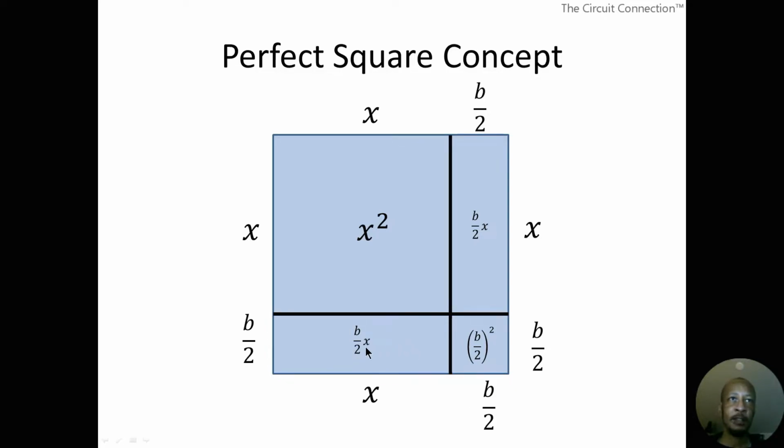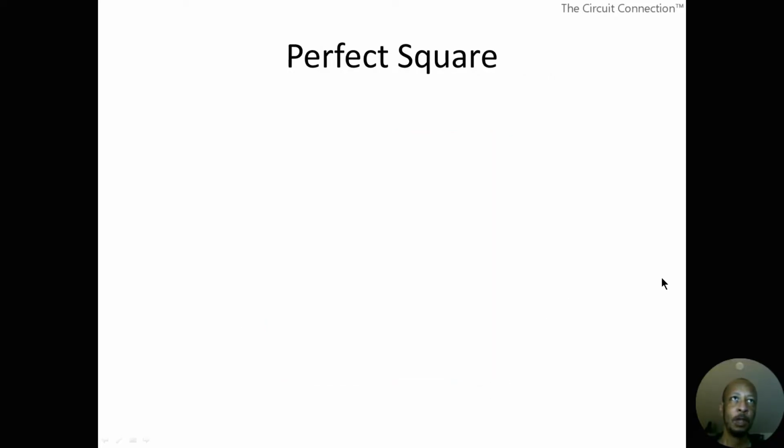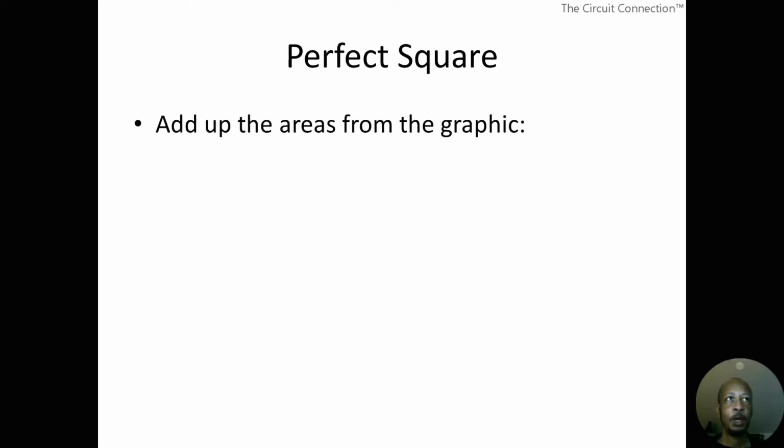So you have all of these areas, and completing the square starts from here. What you do is add up areas, so it's based on areas. You're going to take each one of these: x squared, b over 2x plus b over 2x plus b over 2 squared. You're going to add them up. And when you add them up, these areas from the graphic, you're going to have this.